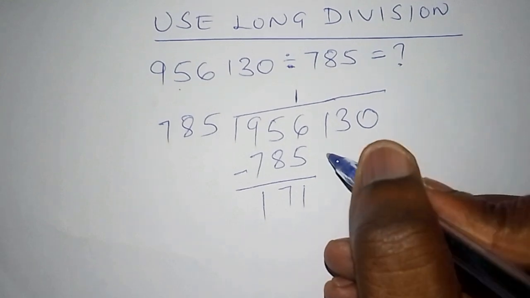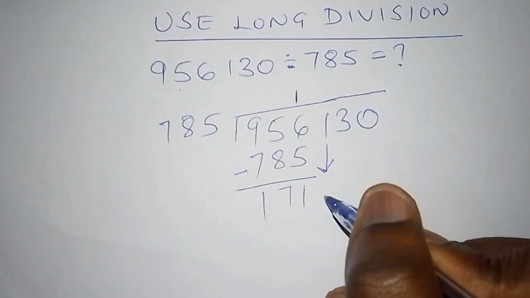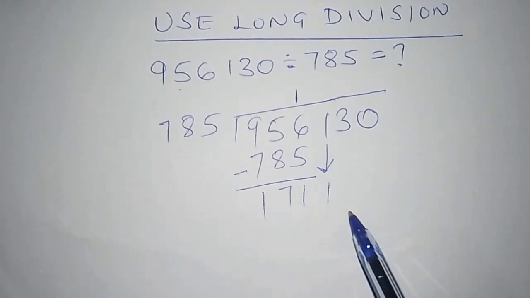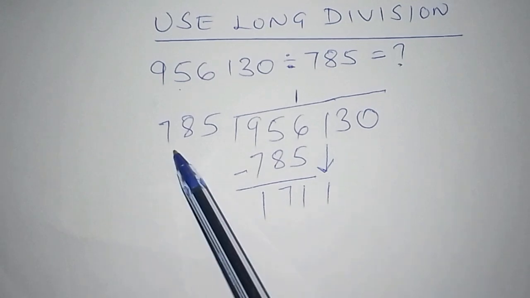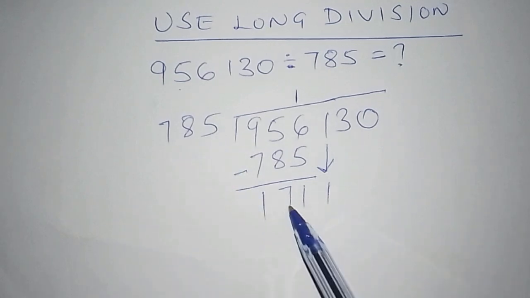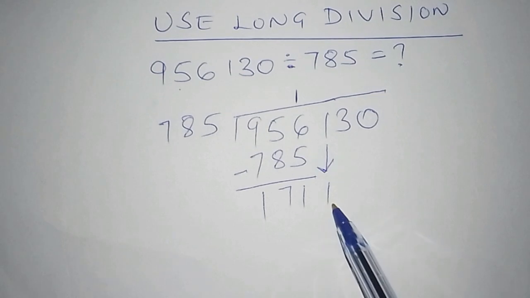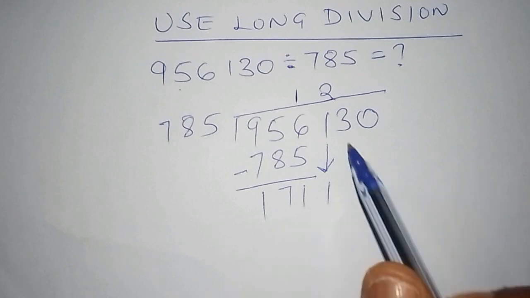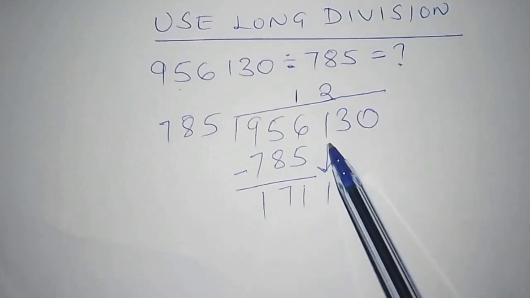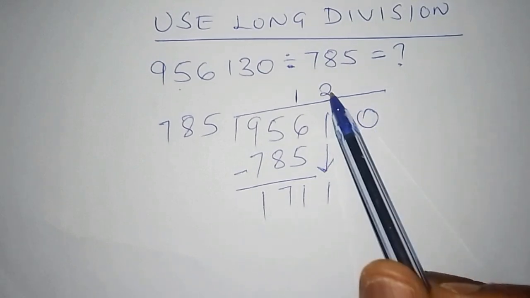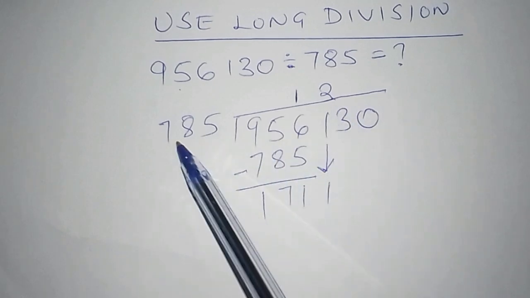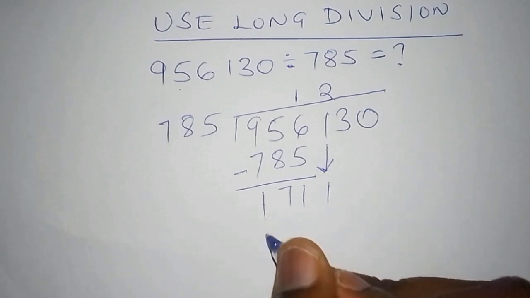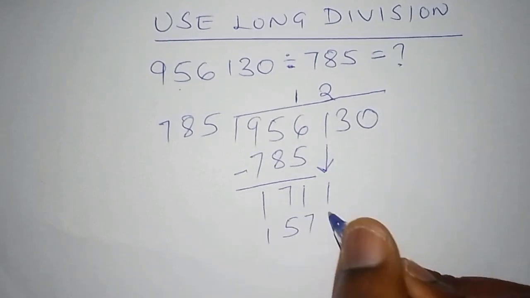So we are forced to drop this 1 here, so it becomes 1,711. So we again check how many times 785 goes into 1,711. We try to check, and now we say it goes there 2 times. So we are forced to write the 2 above the 1. That brings us to multiply 785 by 2, and that gives you 1570. So we have 1570 there.